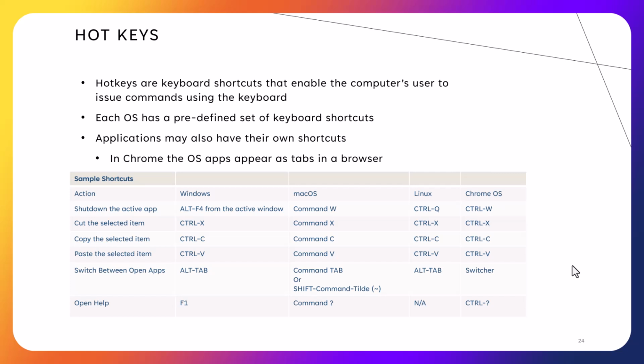If you want to shut down an application in Windows, make sure the application is active and hit Alt F4. The Macintosh OS, it's Command W. In Linux, it's Control Q. In Chrome, it's Control W. So these are some of the hotkeys you can have with the systems.